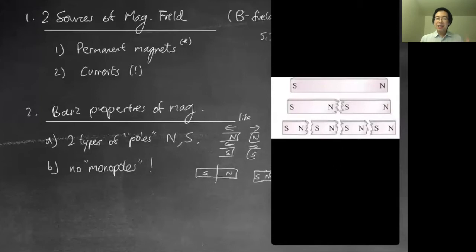And there's nothing in the laws of physics that actually forbids one from creating just a single pole, although for some reason, we don't find them in the universe. This is another big mystery in physics.